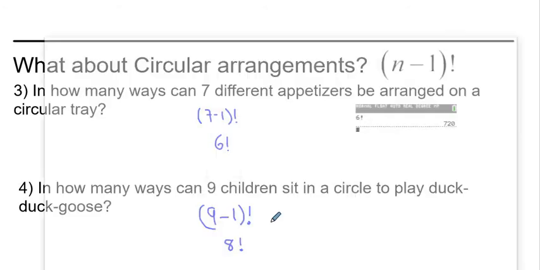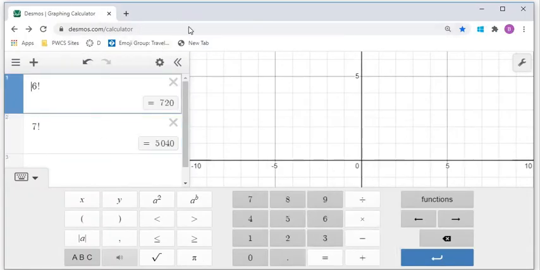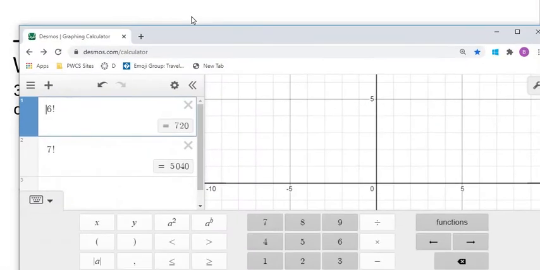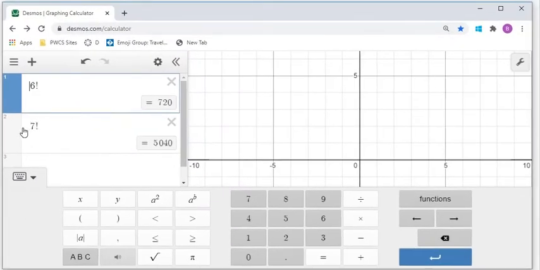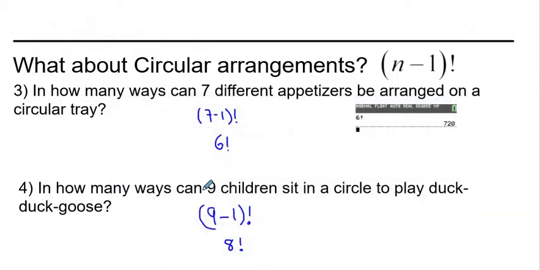So to look at those on Desmos, again, you would just go into Desmos and you would type, the first one is 6 factorial, which we already did in the previous example, but the other one is 8 factorial, and you find out there's 40,320 ways for students to sit in a duck-duck-goose circle of 9 children. It's kind of a phenomenal mathematical result when you really think about it.